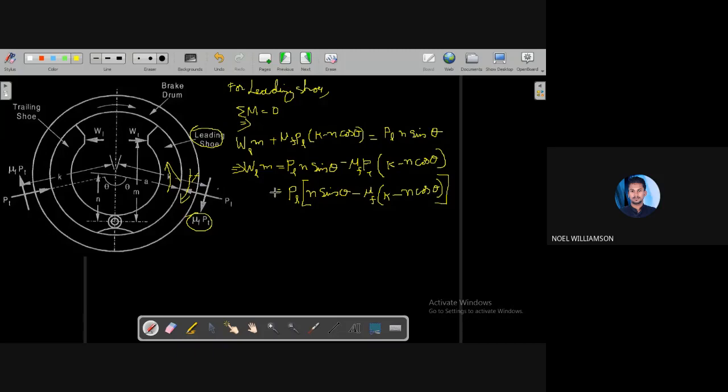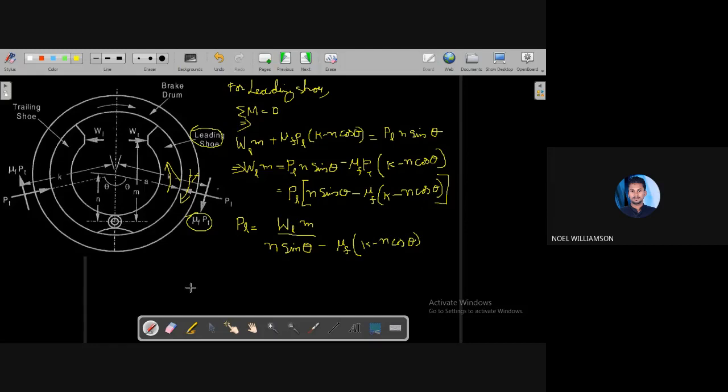So from here we can get the relation for PL, that is PL equal to WL into M divided by this full term, that is n sin theta minus mu f into k minus n cos theta. Okay, that is PL.